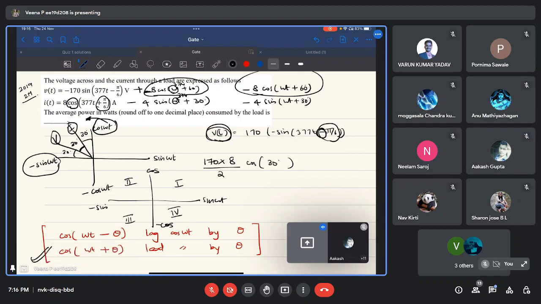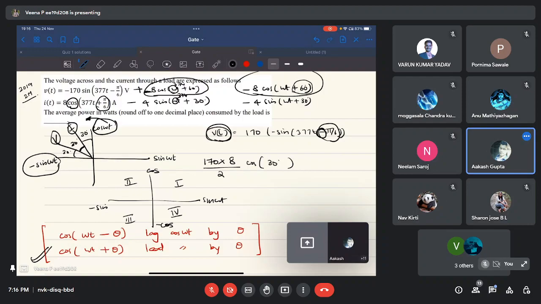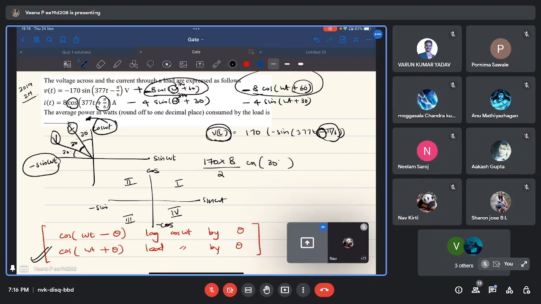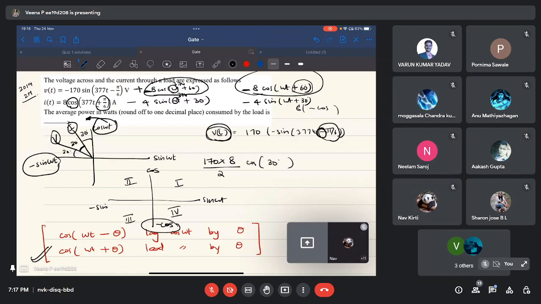It will lead what? I have current sin, cos, minus sin and minus cos. Second quadrant it shall come because it's cos, leading cos. But it is minus 8 cos, so you have to consider 8 times minus cos. So you have to consider the minus cos axis, not cos. In fourth quadrant now. Correct.